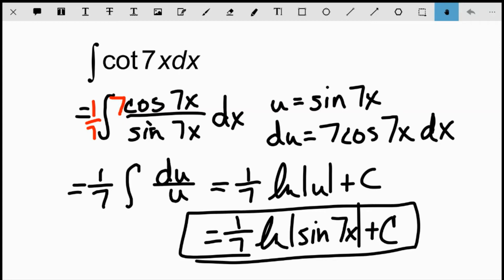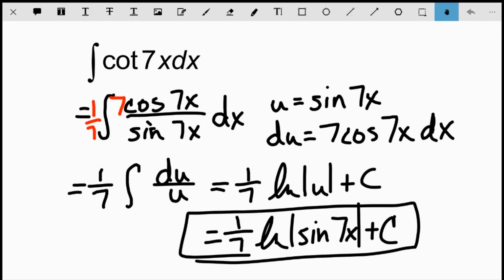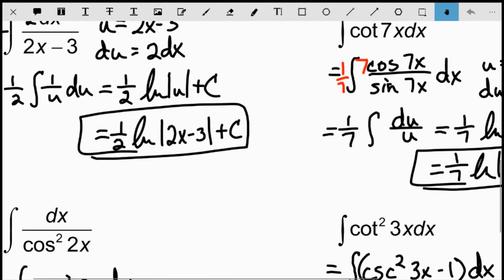So I rewrote it as cosine over sine. And then from there, you can see that my u is sine 7x and my du is 7 cosine 7x dx. Now remember, this dx is attached up here in the numerator, right? So even though it looks like I might be able to choose either one of those to be the u, I really had to choose the sine 7x to be the u because the dx is attached to the cosine. Anyway, once you recognize that, this is another natural log, and you can see that I put an absolute value as part of the solution there.